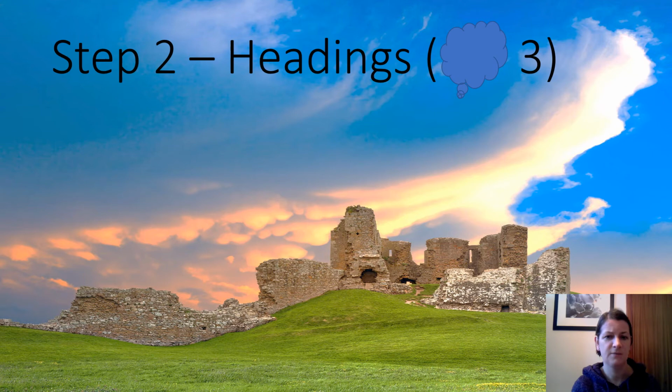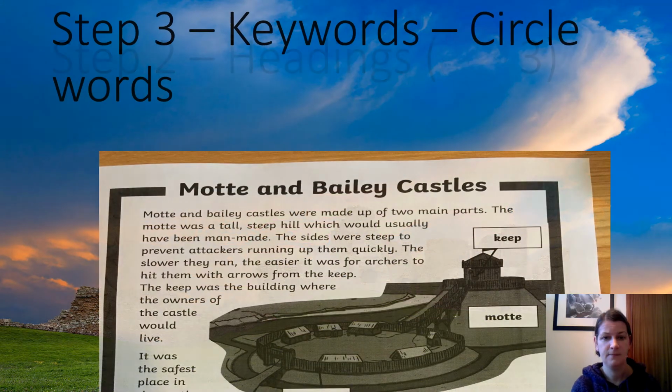Okay, step 2 is creating some headings. After you have read the fact file, try to think of 3 important pieces of information the fact file told us about. These 3 pieces of information will become your headings. Okay, step 3, keywords, and we need you to circle any keywords that you think are important on your fact file. Keywords are important words about the topic, so if you see any keywords, then take a pencil or a pen and circle them on your fact file.